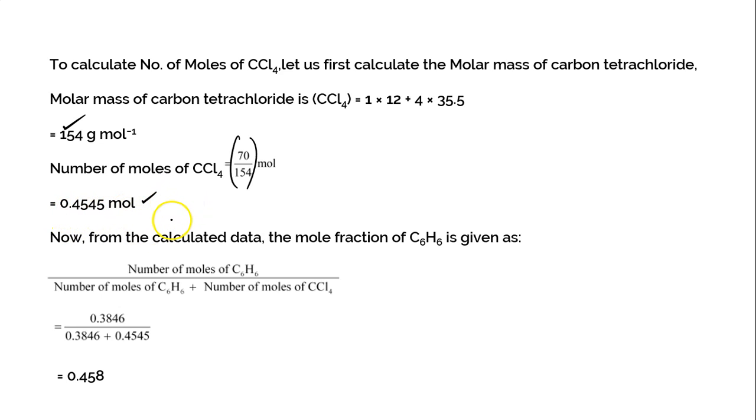So now you know the number of moles of benzene, which has to be placed in the numerator. You also know the number of moles of CCl4, so that you can write the total number of moles in the denominator of the formula of mole fraction. This is equal to mole fraction of benzene. When you substitute the values and simplify, the mole fraction is 0.458. I hope you have understood this, but in case of any doubts, please let me know in the comments.